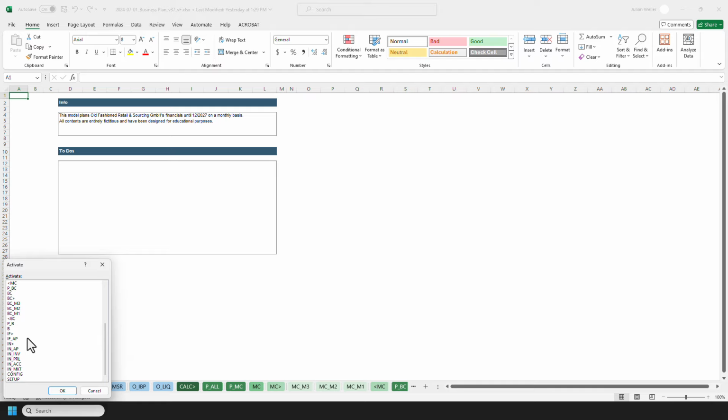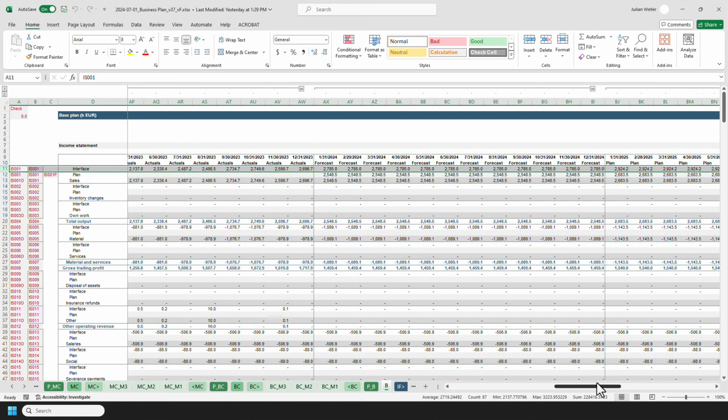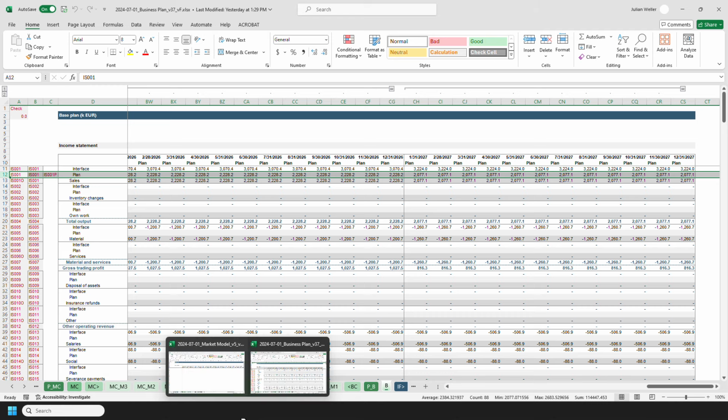So let me just go there. I think it's here on the B tab. Yeah, there we have it. Sales here at the very top. We read in those values from the interface. So the client's plan that is. And as you can see down here, I already got those values from the market model here in the second line. But I will get back to this in a minute.